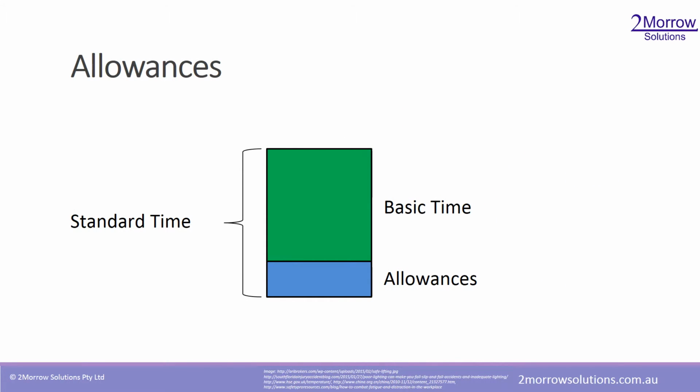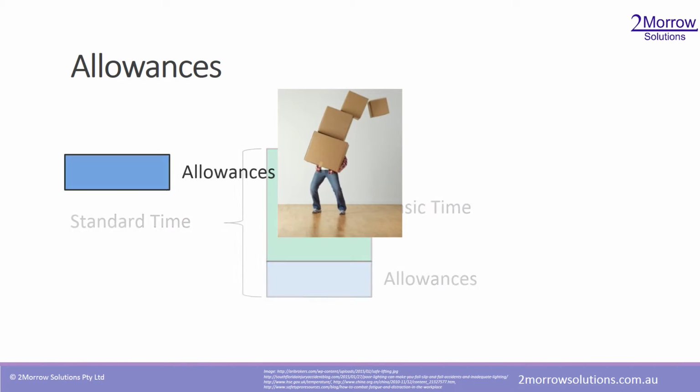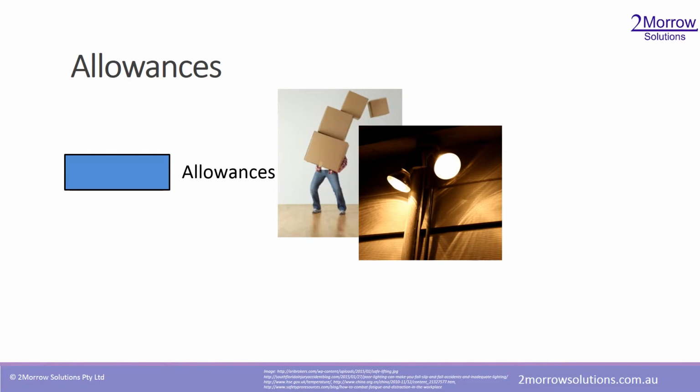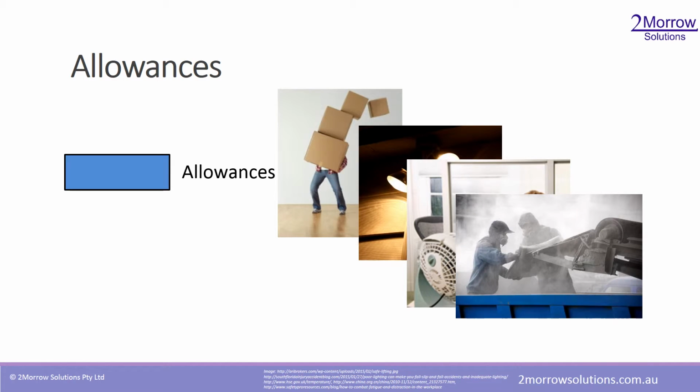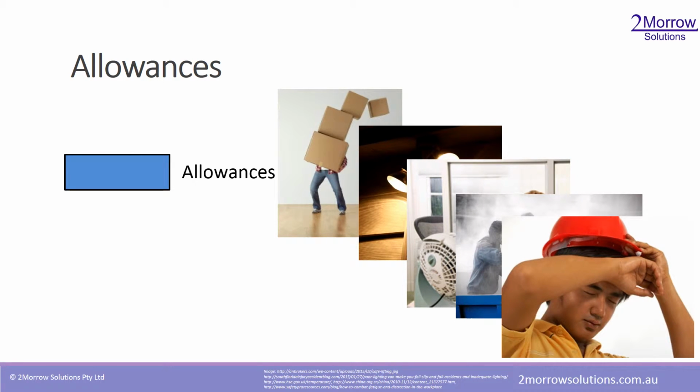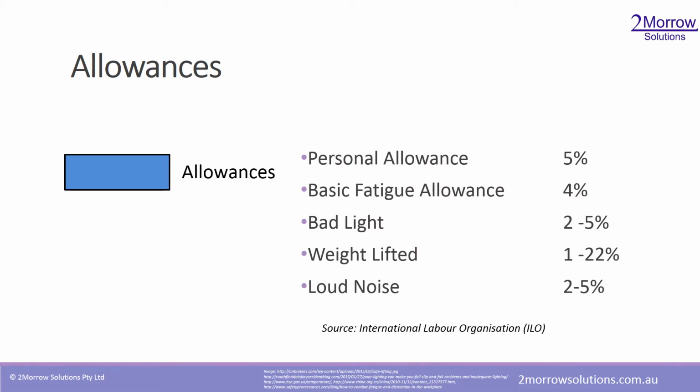Fatigue can affect the performance of operators of a process, where their pace can be slower at the end of a shift compared to when they first started the shift. Other factors such as consistently lifting heavy objects, poor lighting, heat, dusty environments, and mental fatigue can detrimentally affect the performance of operators. To account for a loss of performance due to fatigue, allowances are incorporated into the standard time calculations. Here are examples of fatigue allowances sourced from the International Labour Organization.